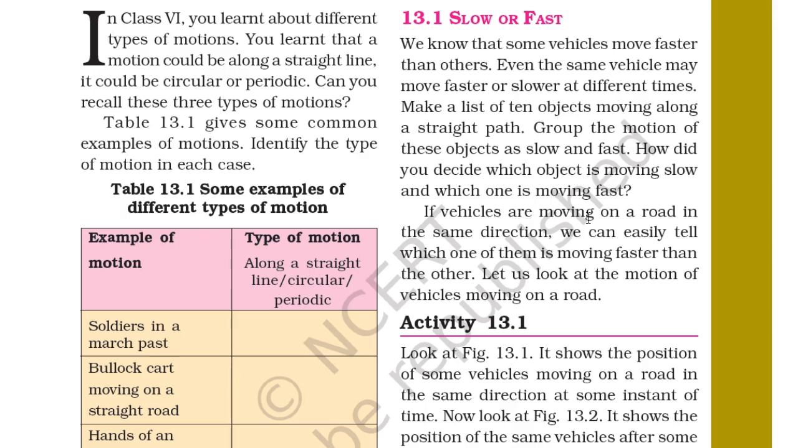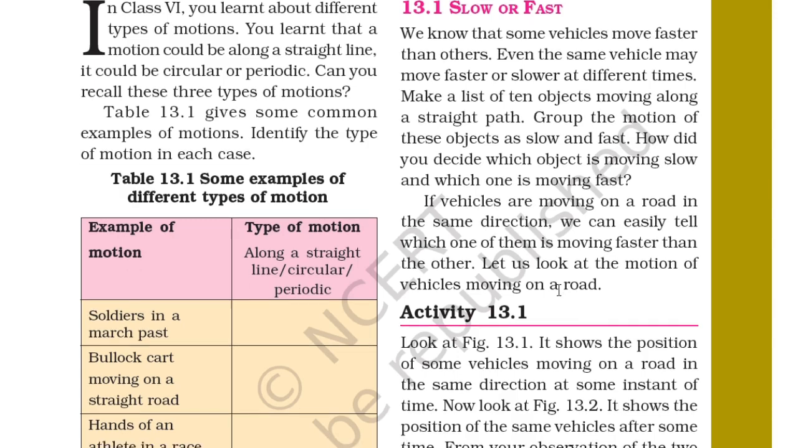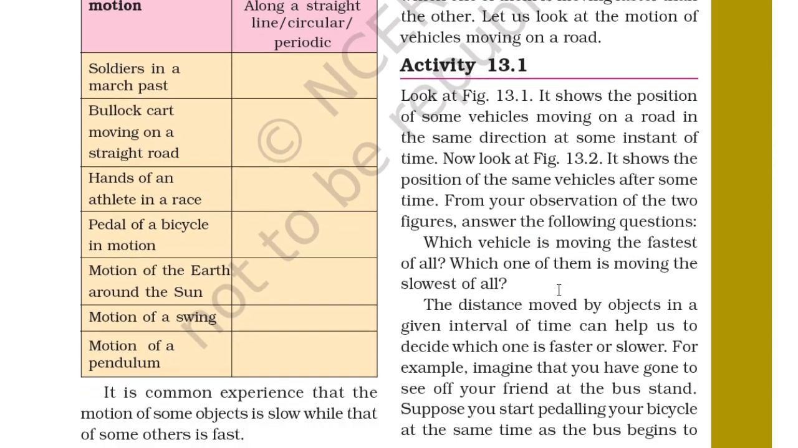If vehicles are moving on a straight road in the same direction, we can easily tell which one of them is moving faster than the other. So if they are running on a straight road, then you can say which one is faster. Let us look at the motion of vehicles moving along a road. Activity 13.1. Look at figure 13.1. It shows the position of some vehicles moving on a straight road in the same direction at some instant of time.